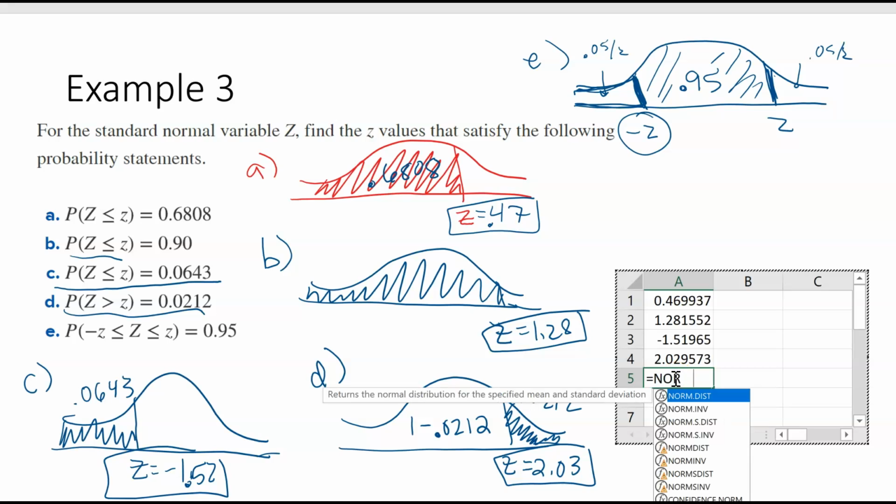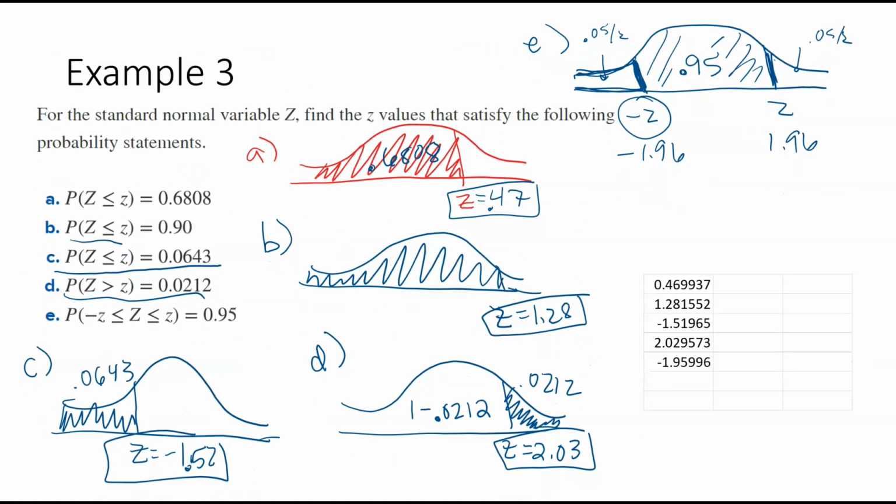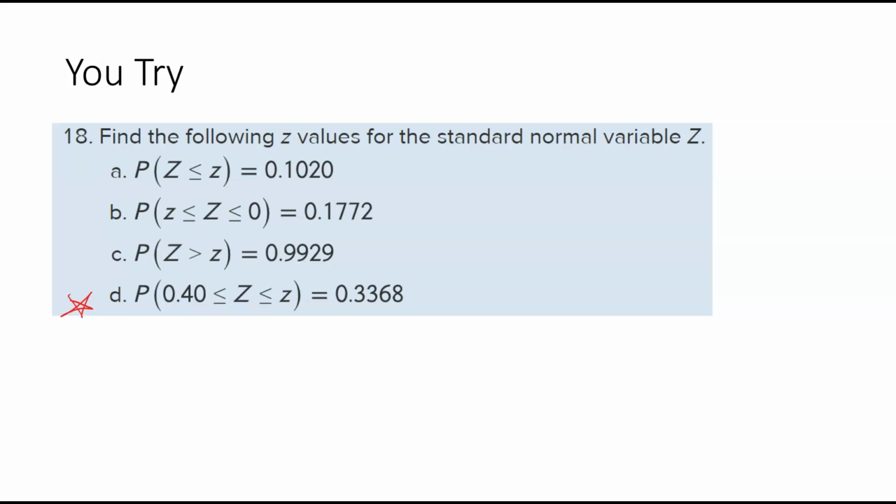So we've got norm.inv, and the area we're concerned about is 0.05 divided by 2, 0, 1. So that z-score is negative 1.96, and so that means this one's 1.96. So go ahead and give this one a try. Just be really aware of this value here. Label it and just see if you can do the same thing. This one's tricky, but give it a try, and then press play when you're ready to see the solutions.